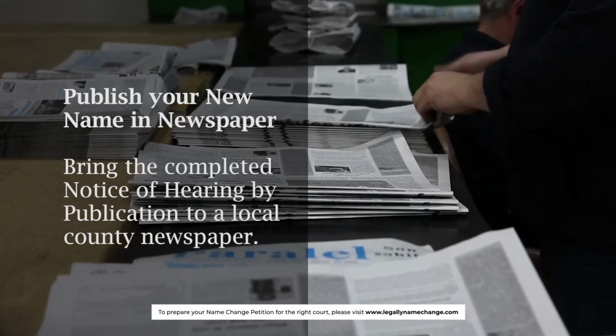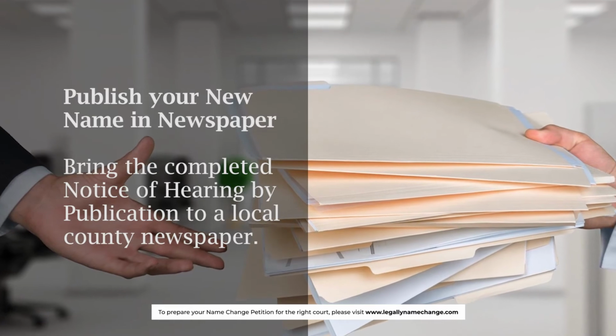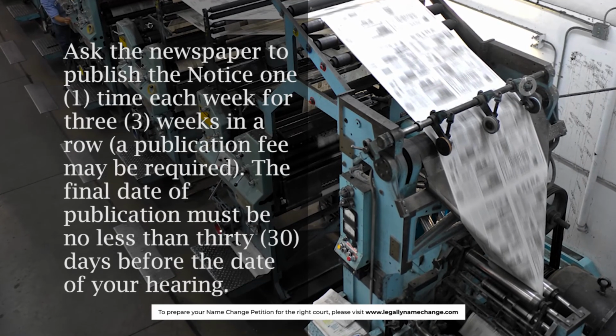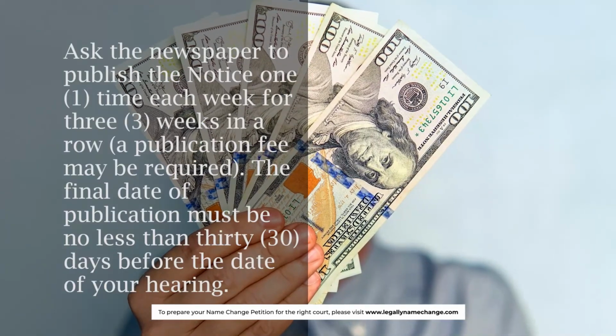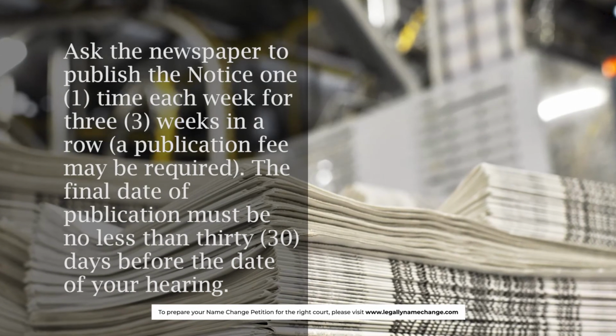Publish your new name in newspaper. Bring the completed notice of hearing by publication to a local county newspaper. Ask the newspaper to publish the notice one time each week for 3 weeks in a row. A publication fee may be required. The final date of publication must be no less than 30 days before the date of your hearing.